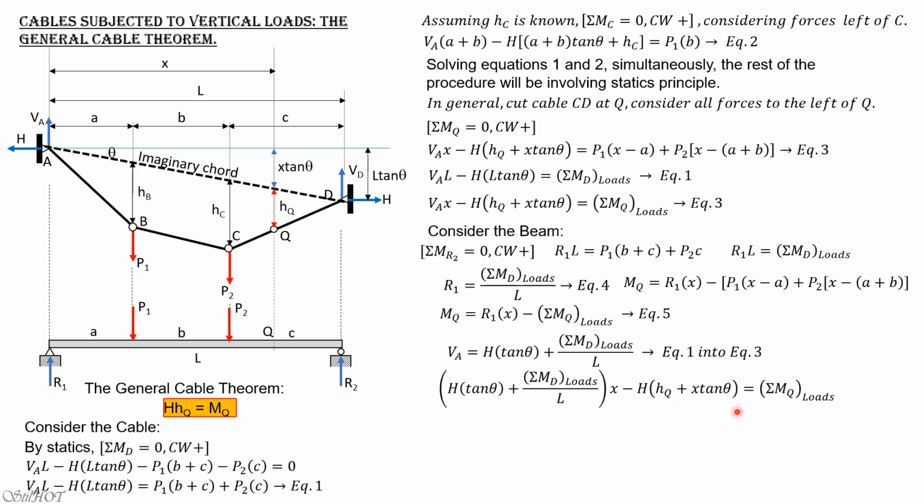So that is eliminated. Then what would be left is summation moment T due to the loads times X over L, then minus H sub Q equals summation moment Q due to the loads. So summation moment T due to the loads over L times X minus H times H sub Q equals summation moment about point Q due to the loads.